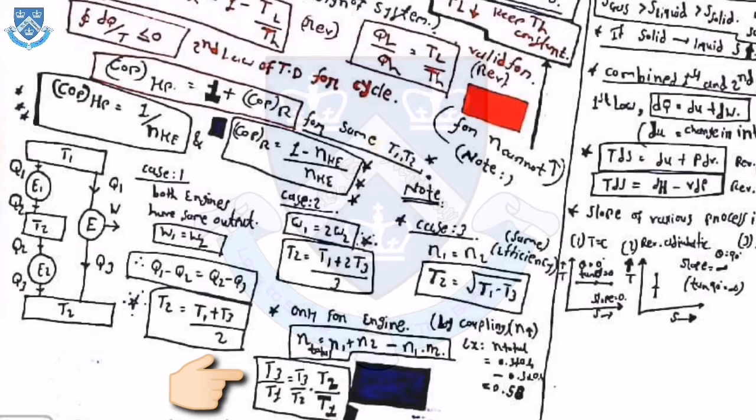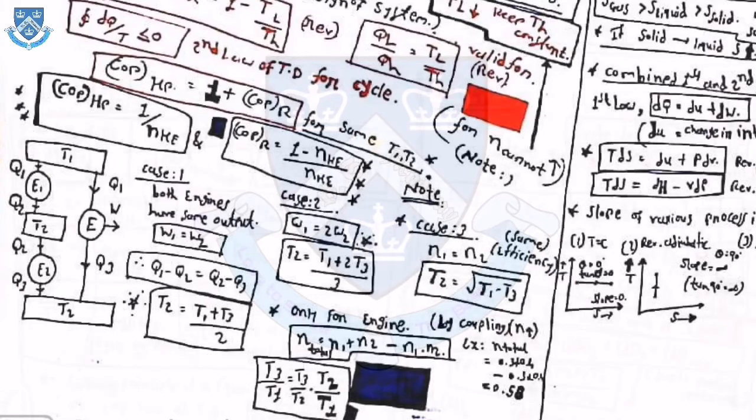This equation was asked one time in a GATE examination: total efficiency is equal to eta 1 plus eta 2 minus eta 1 into eta 2. Then T3 upon T1 is equal to T3 by T2 into T2 by T1. By coupling, efficiency is always increased. For example, eta total is equal to 0.3 plus 0.4 minus 0.3 into 0.4, which is equal to 0.58. This is one example based upon this equation.